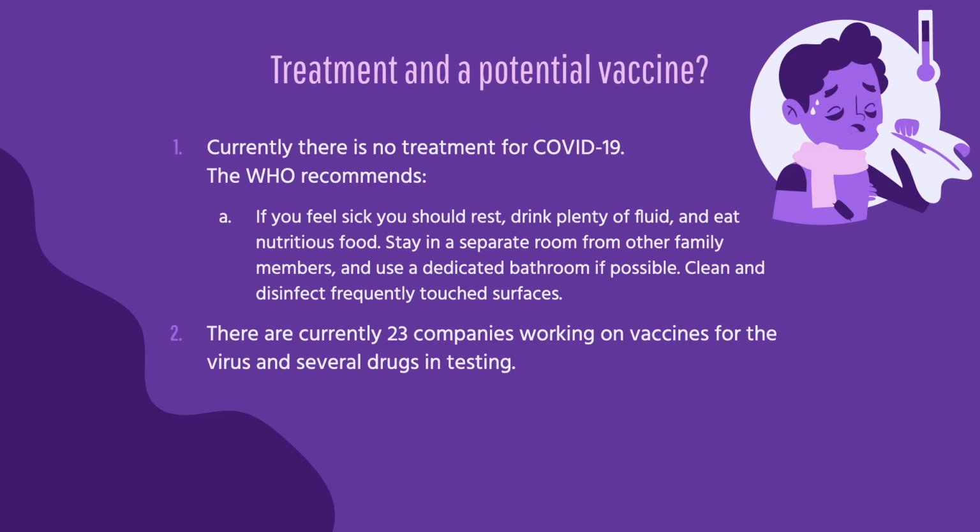However, there is a hope in the future as there are currently 23 companies working on vaccines for the virus and several drugs in testing. We predict that by possibly December or January there should be a vaccine, as Donald Trump stated, and there should be a few drugs to help out with the treatment of the coronavirus.